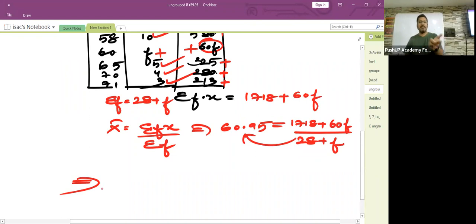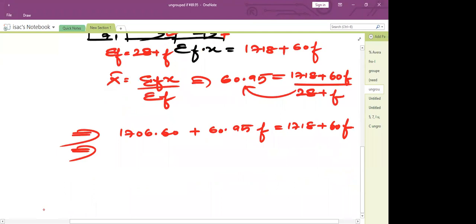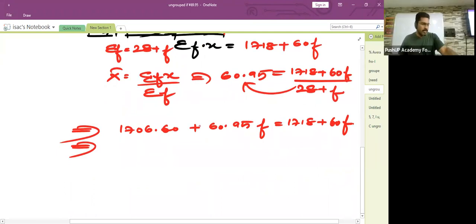Can somebody help me with 60.95 into 28? 1706.60 plus 60.95f is equal to 1718 plus 60f. Can you solve this on your own? How much is it? Hurry up, children. We are 2 minutes late, I think. It's 7:16 now, 1 minute late.